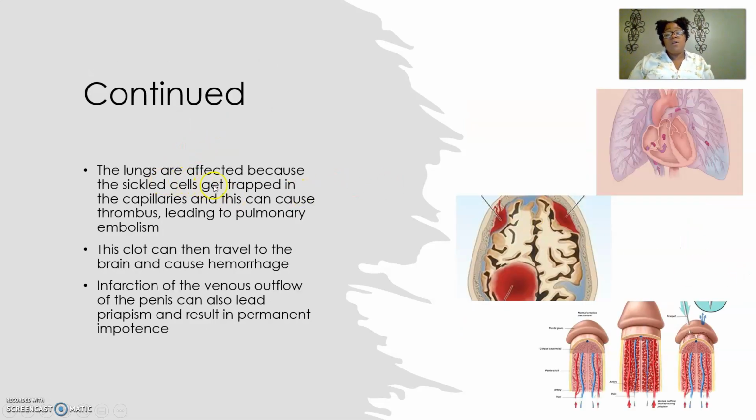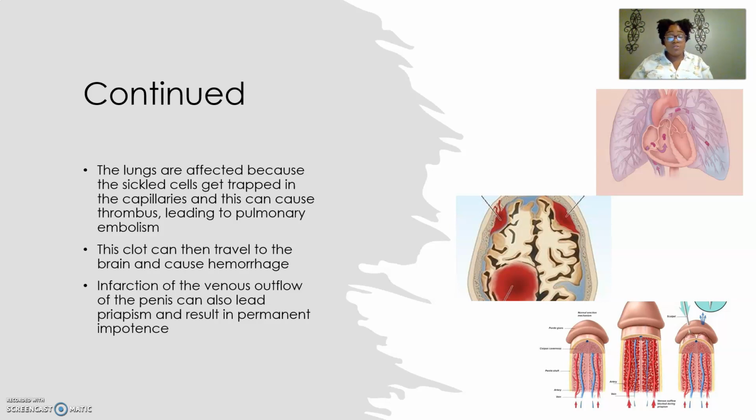And the lungs are affected because the sickle cells get trapped in the capillaries. And I told you that whenever it gets trapped in the capillaries, then you're not getting oxygen to the body where you need it to go. But the most dangerous thing that can happen is pulmonary embolism. This is when a clot gets trapped in the lungs. Some symptoms of it: you become short of breath, you can start to cough, you start having chest pains.